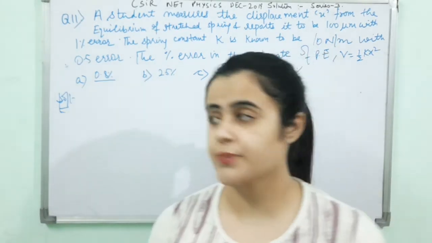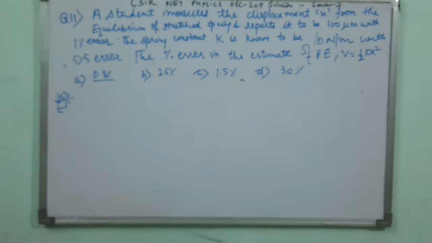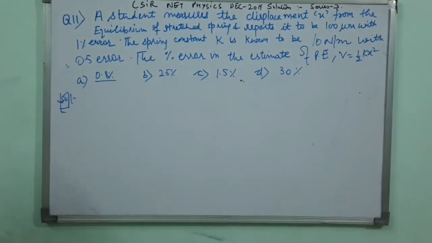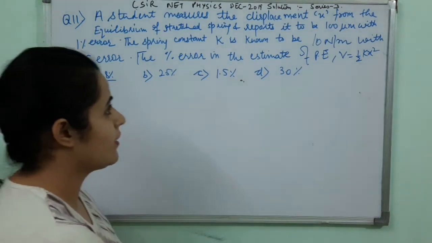Now the question is, a student measures the displacement x from equilibrium of a stretched spring and reports it to be 100 micrometer with 1% error. The spring constant k is known to be 10 Newton per meter with 0.5% error. The percentage error is estimated.